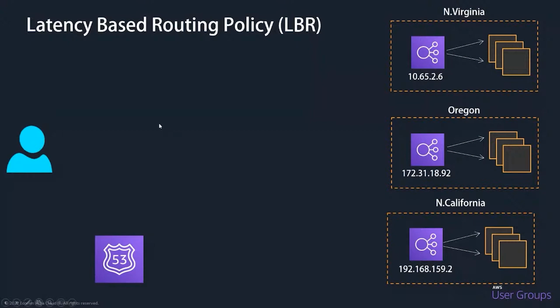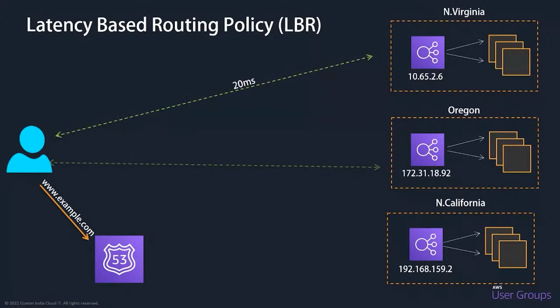I will set up latency-based routing. And what happens is Route 53, because it's a highly available and highly scaled system, knows the latency between the user's location and all of the different regions. So it knows the latency between North Virginia and the user is 20 milliseconds. The latency between Oregon and the user is 35 milliseconds. And the latency between North California and the user is 42 milliseconds. So what do you think is going to happen here? Which IP do you think Route 53 will return? Route 53 will return the lowest latency routing in this case, which means it will return the North Virginia IP.